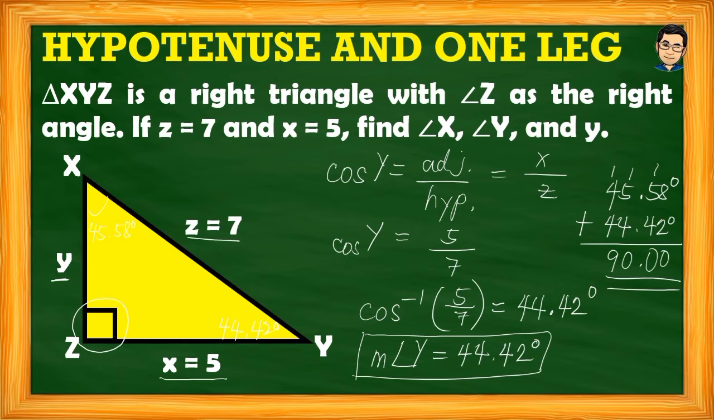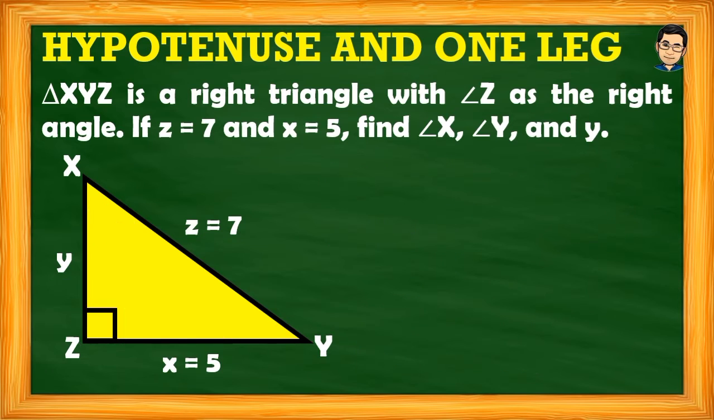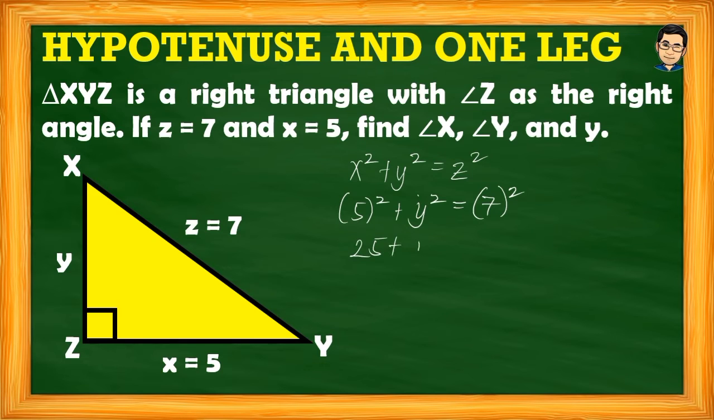So, ano na lang ang kailangan nating kunin? Yung sukat ng side Y. So, next naman natin is kukunin natin yung sukat ng Y. So, gamit ang Pythagorean theorem, x squared plus y squared is equal to z squared. So, x and y yung mga legs ng right triangle, and then z, ito naman yung hypotenuse. So, x, that is equal to 5 squared. Then, y squared equals z, that is 7 squared. So, 5 squared, that is 5 times 5, 25. Plus y squared is equal to 7 squared, 49.